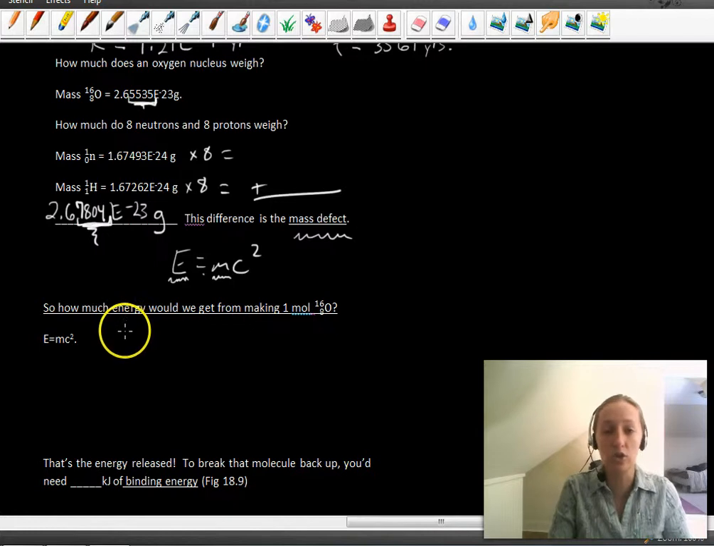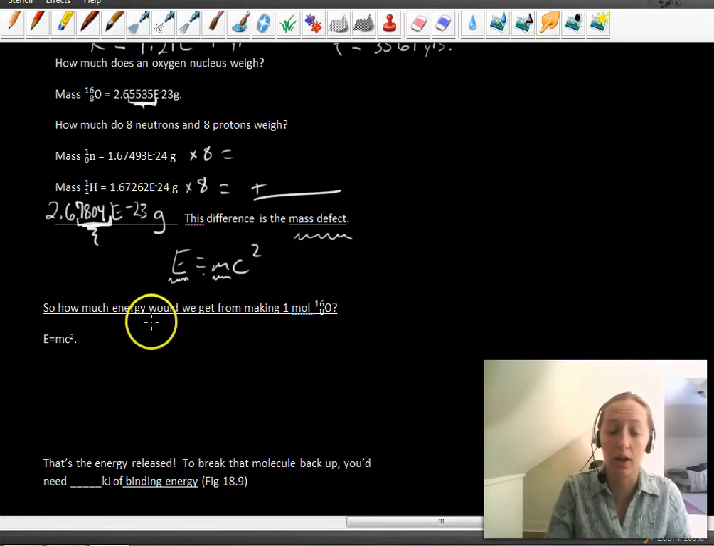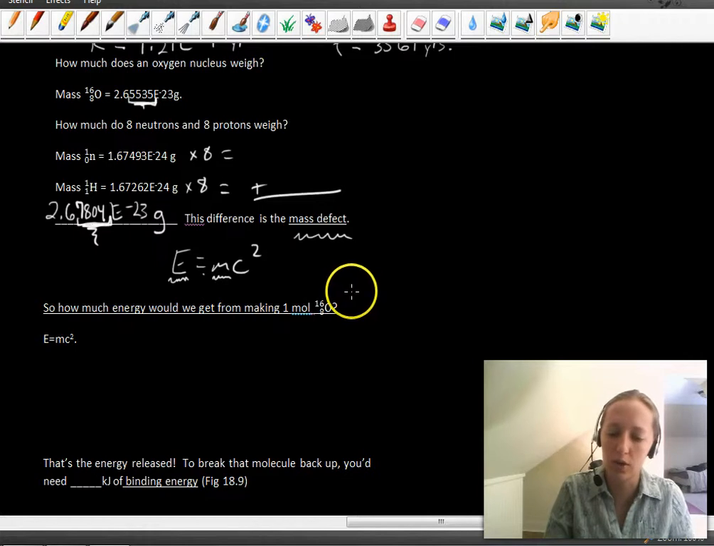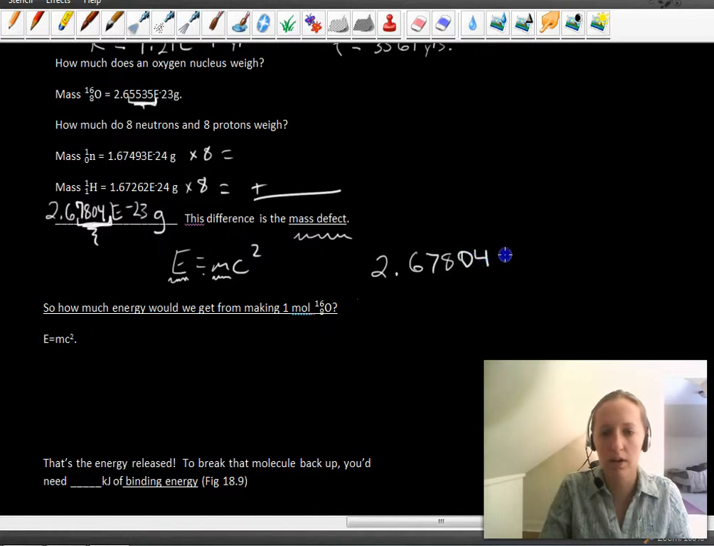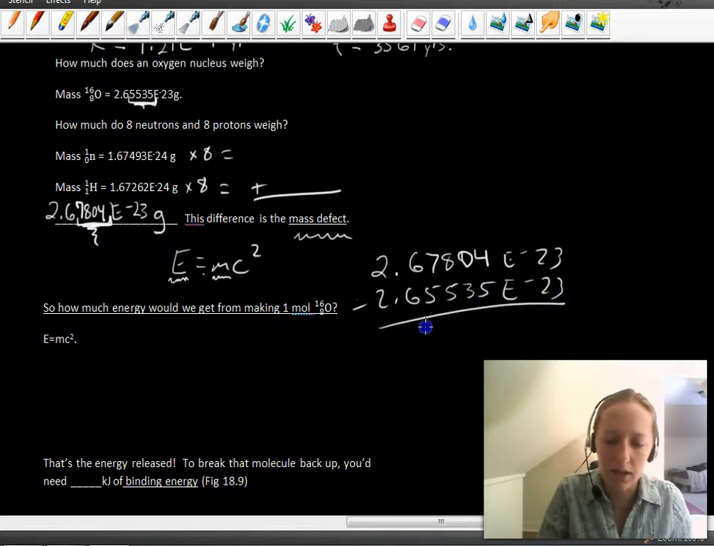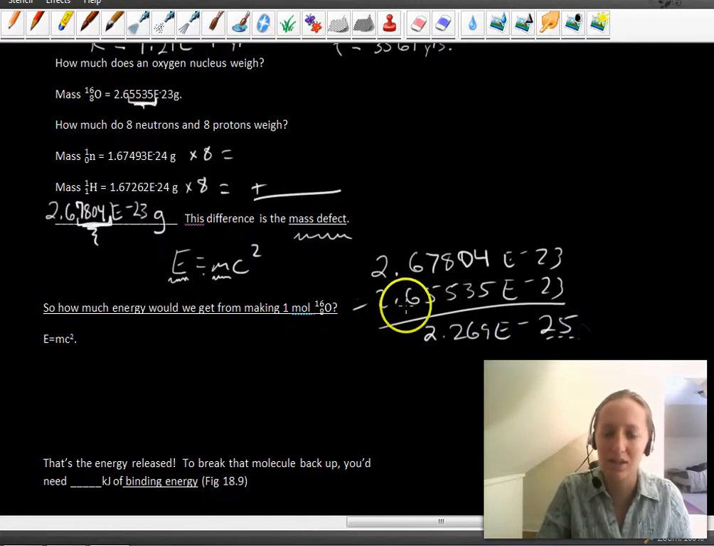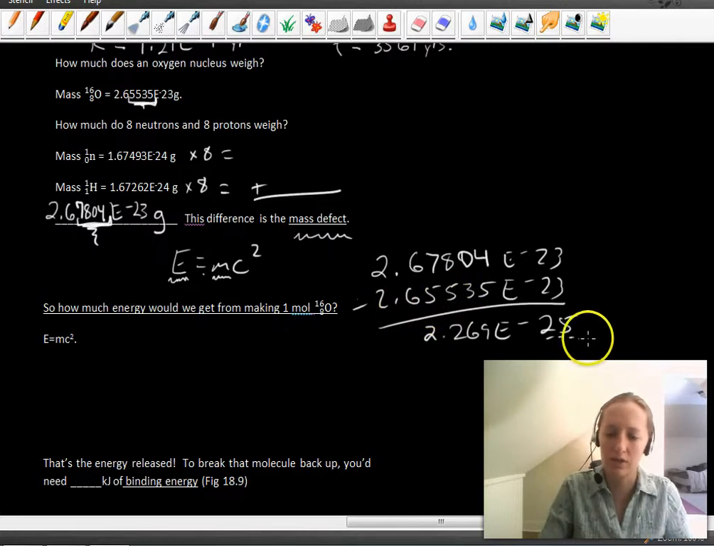And so we can actually do this calculation and see that you get a whole bunch of energy from doing this. So the difference, we need to subtract them, is 2.67804 e to the negative 23 minus 2.65535 e to the negative 23. And what you get is 2.269 e to the negative 25, which makes sense because it's 2 decimal places in that you find that difference. So that is the difference between separated and together.